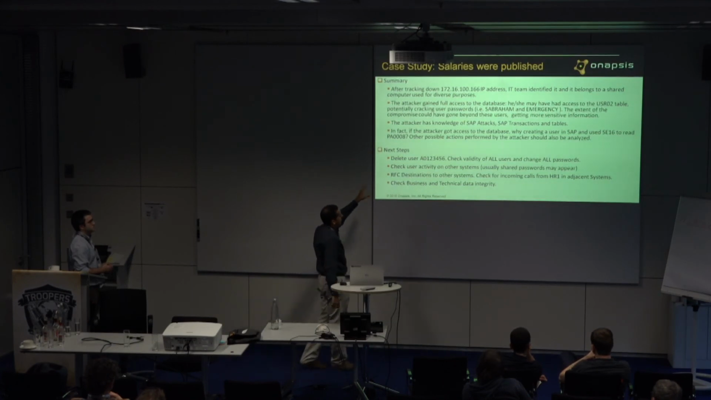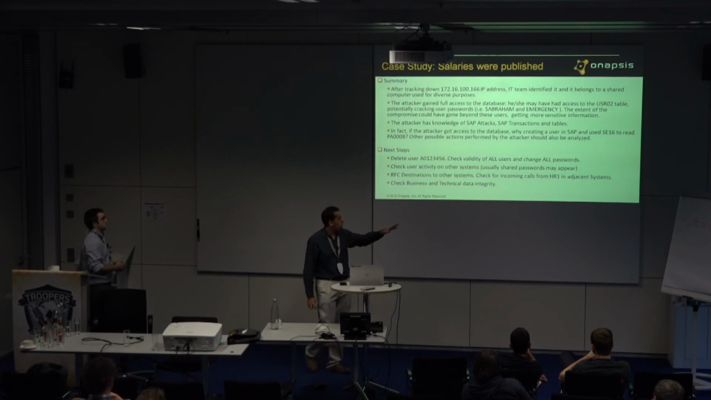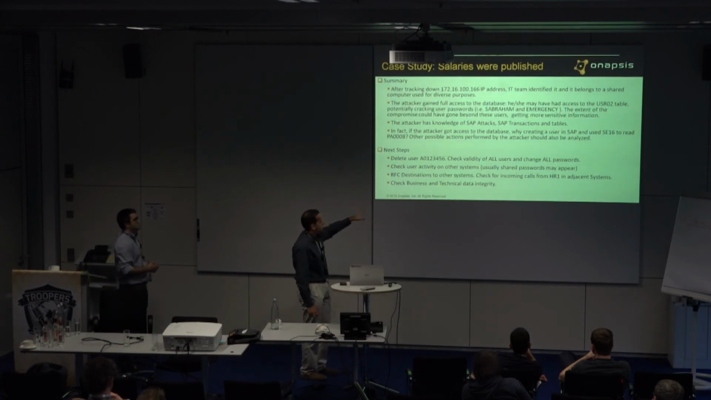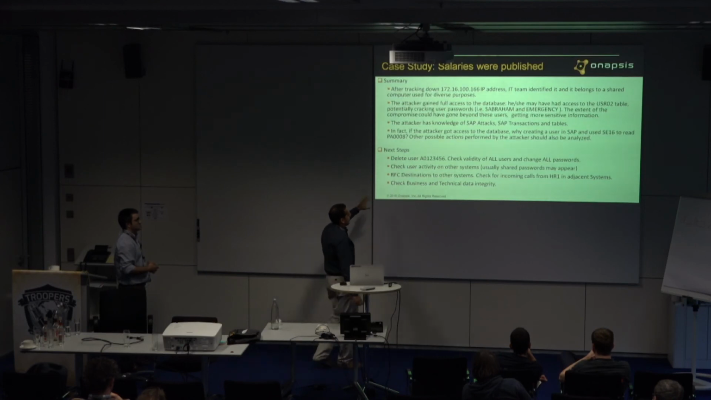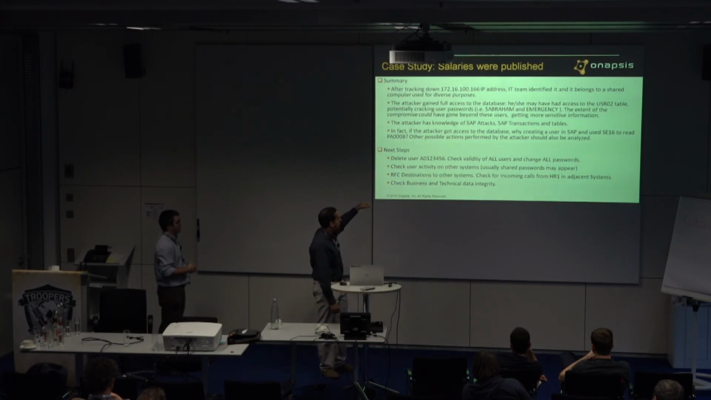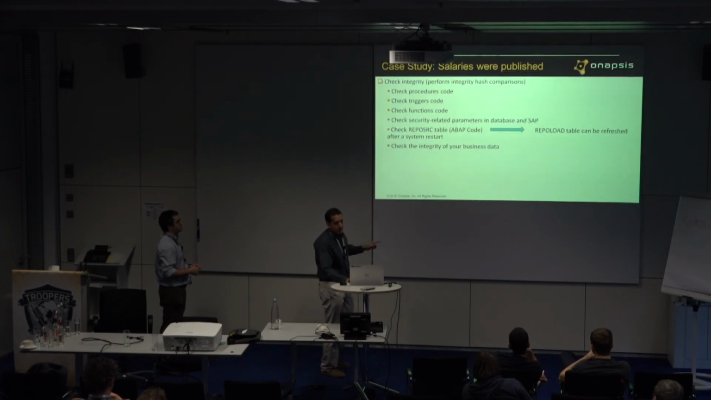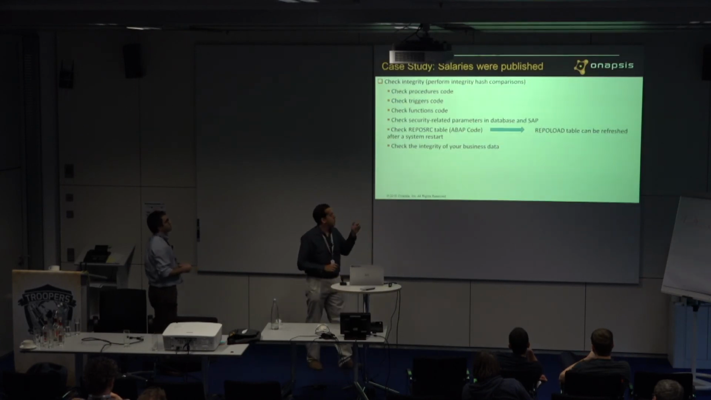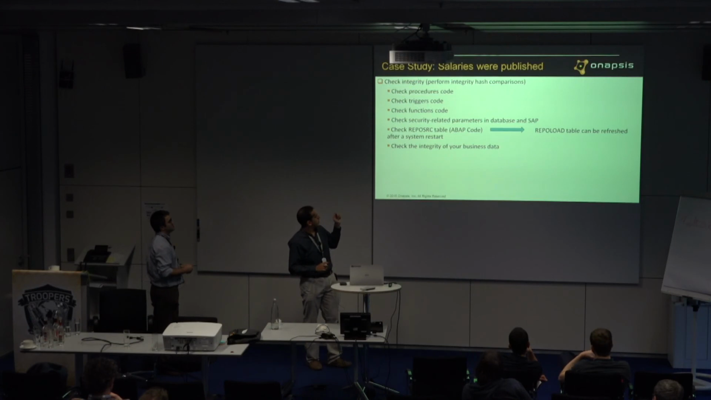Final steps: delete the user, check and validate all passwords, change all of them, and check the user activity more than ever right now. Then comes the difficult part, which is we don't know if this person jumped to another system. We need to check all the destinations, and finally, check the integrity. And this is a key concept, the last one.